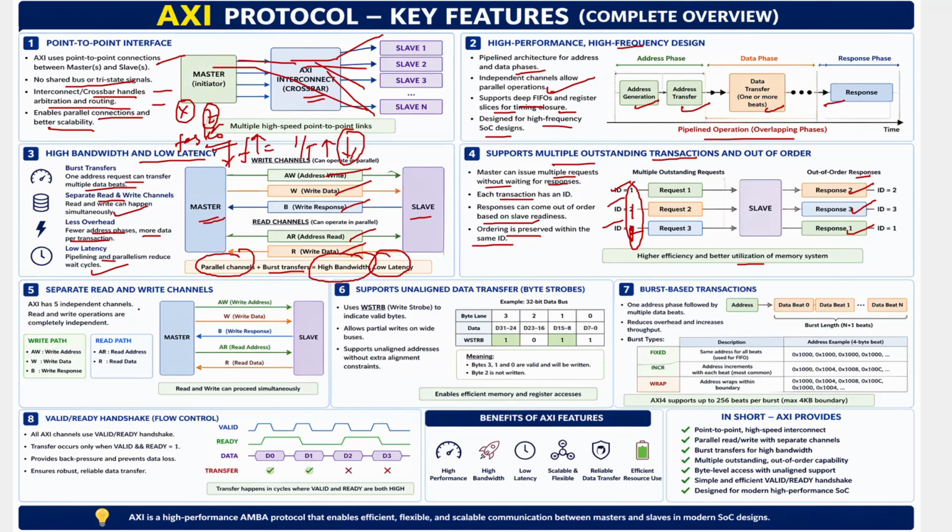So I told you that there are separate read-write channels, 5 independent channels. This slide is repeating many times because these are the important channels; based on them only we are sending the data.